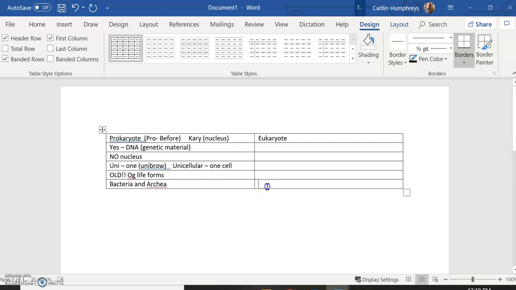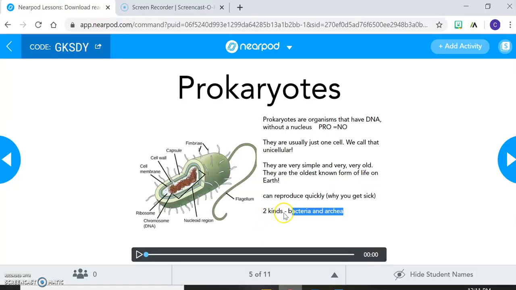And we know that they can reproduce quickly. What this means is when you have bacteria that's reproducing quickly, it's basically spreading all over your body inside that living host. And this is why you can get sick so quickly and so badly, because this bacteria can reproduce quickly. So it can very easily take over your body.